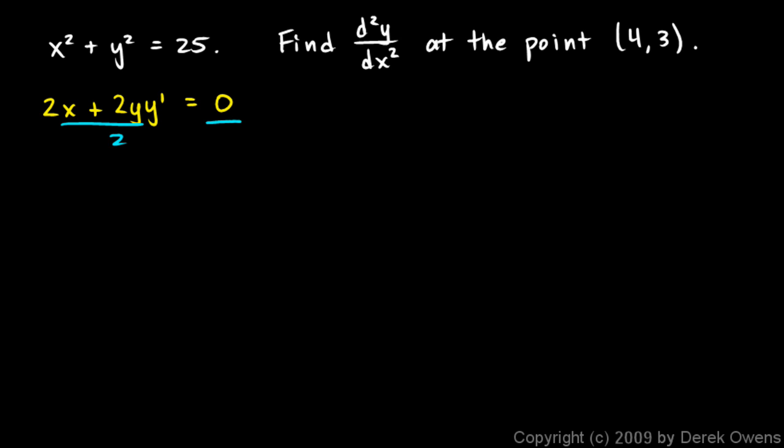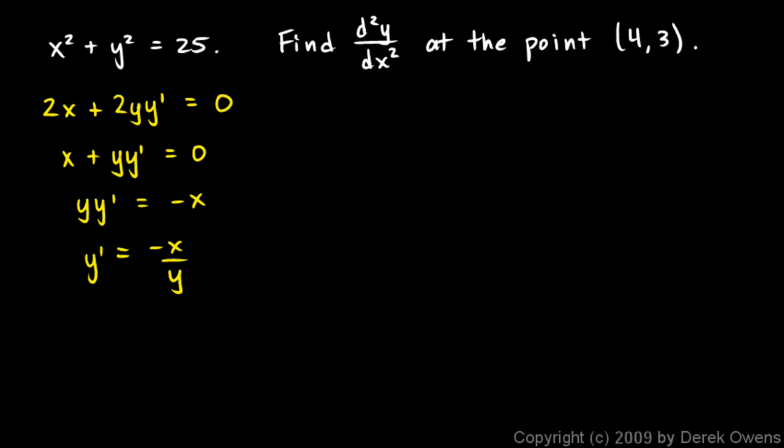And I can divide both sides here by 2 just to simplify. On the right, 0 divided by 2 is just 0. And on the left, the 2's simply go away. So I have x plus y times y prime equals 0. And let's solve this for y prime. So y prime is negative x over y. Now, that's the same thing we got in an earlier problem when we had a circle. Okay, so y prime is negative x over y.